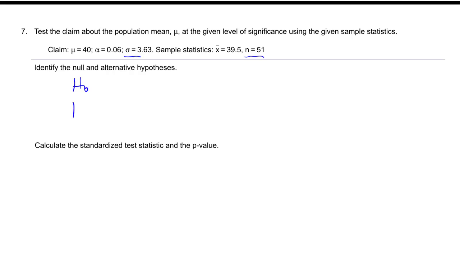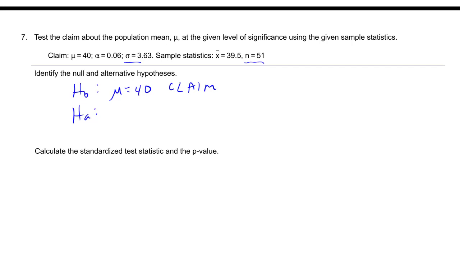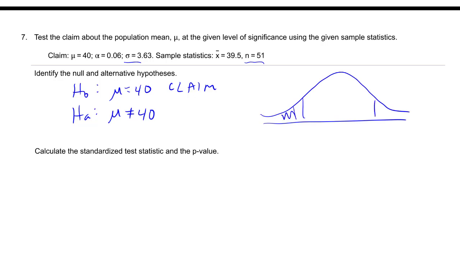Okay, so H0, H sub A. They've told me the claim is mu equals 40. Since it's mu equals 40, it has the equals, so that has to be H0. And that's the claim they've told me. So the alternative would be not equals 40. This is obviously going to be a two-tail, like this. But I'm going to need the standardized test statistic z in order to figure it out.